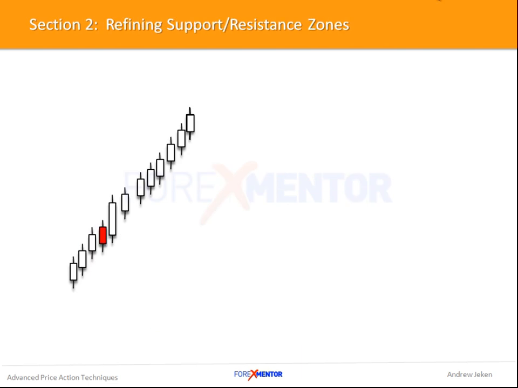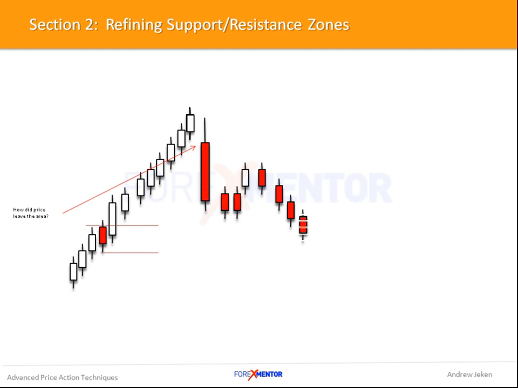So let's talk a little bit about refining support and resistance levels or zones. What you want to look for is how price leaves an area. Was it a slow, sluggish move away or an aggressive move away? Also, what you want to pay attention to is where you have price leaving a level and the last candle before it leaves the level.